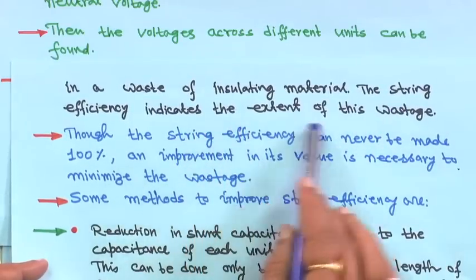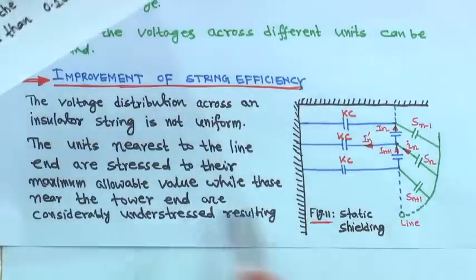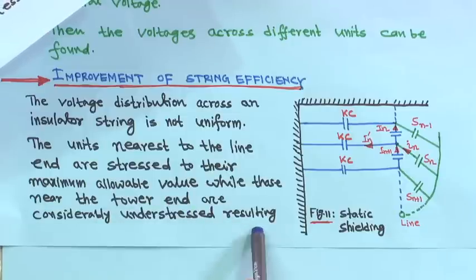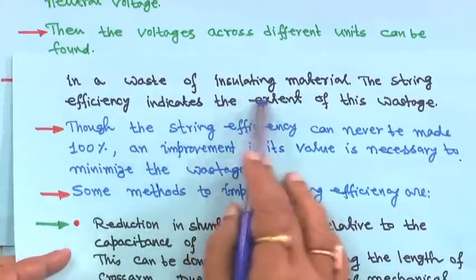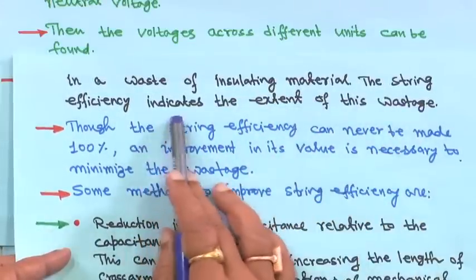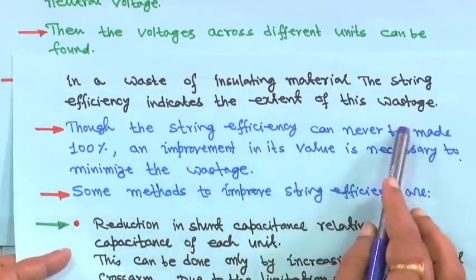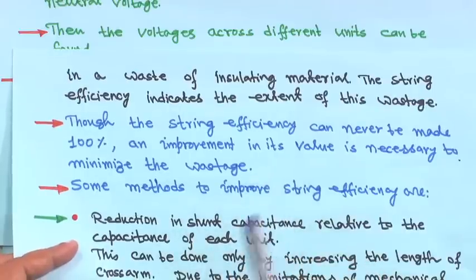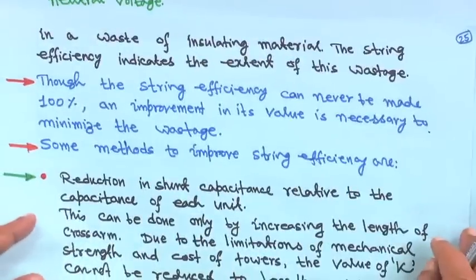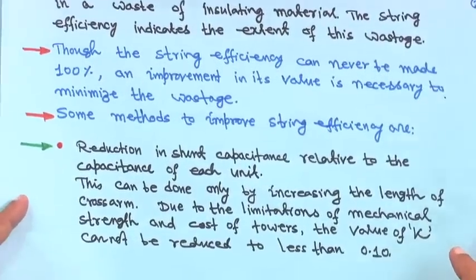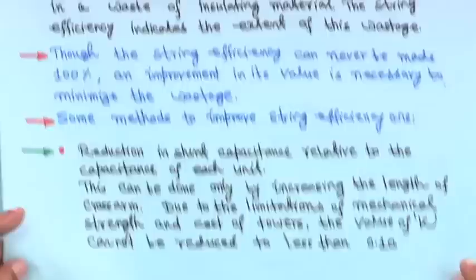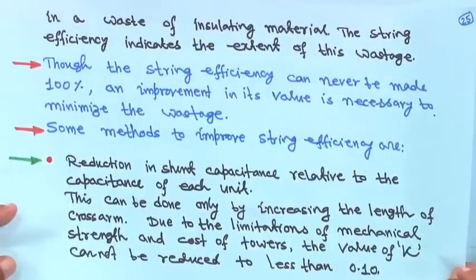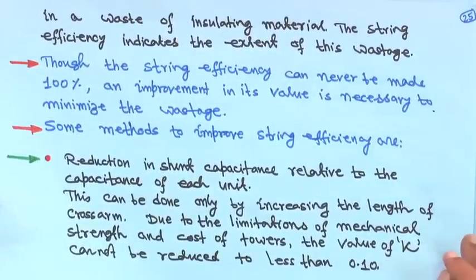The string efficiency indicates the extent of this wastage. Therefore, the string efficiency is an indication. Although 100% is not possible, to some extent you can try to improve the string efficiency. There are some methods for this, such that if you can reduce the shunt capacitance, then there is a possibility to increase the string efficiency.